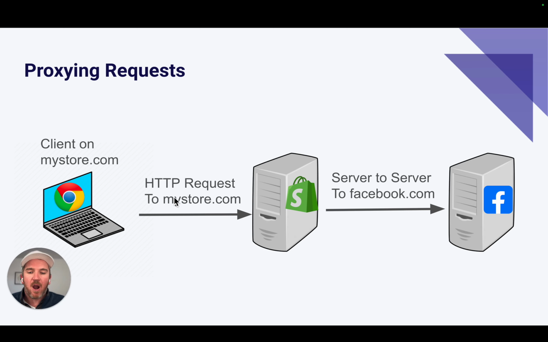This is the regular operating of the internet. Nobody can block that same origin request. So it goes to mystore.com and then mystore.com sends it over to facebook.com in a server to server integration. This is called proxying requests. What it does is, from the client's perspective, everything is going to mystore.com. So there's nothing on the client that's going to block that request from going through.